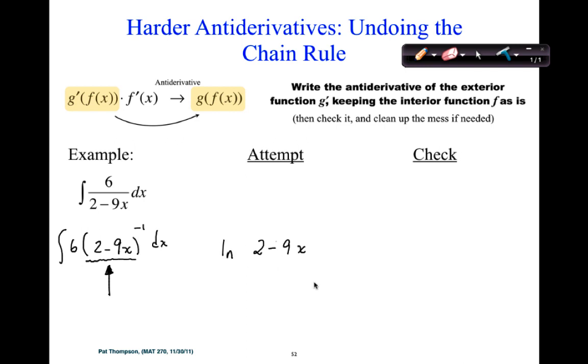Okay, and so then there's a domain issue. This is defined for all real numbers except 2/9. But the natural log is only defined for when that thing is positive. Natural log only works with a positive argument. So we need absolute values, so we get the same domain. Absolute value around the natural log gives us the same domain for our rate function and our antiderivative.